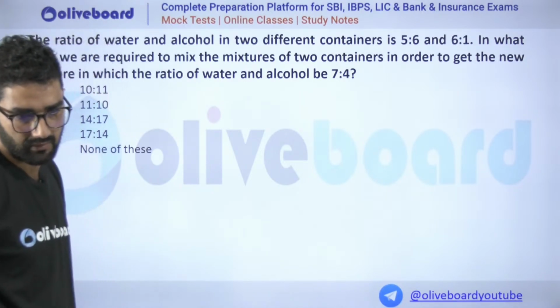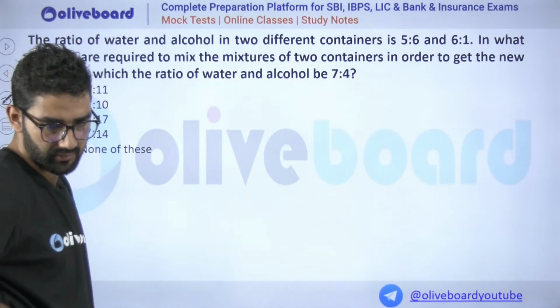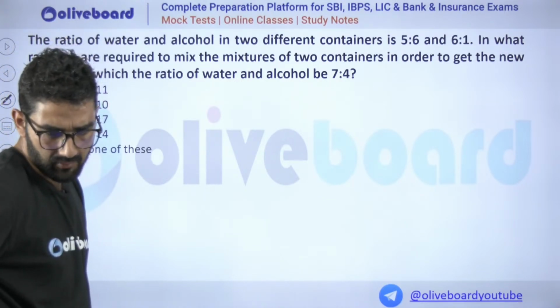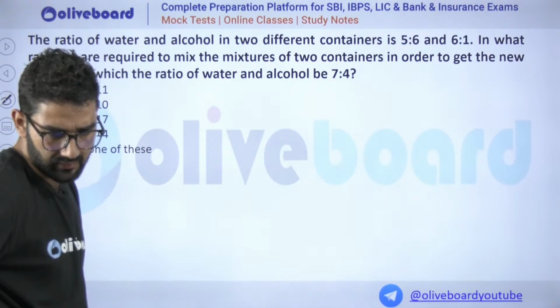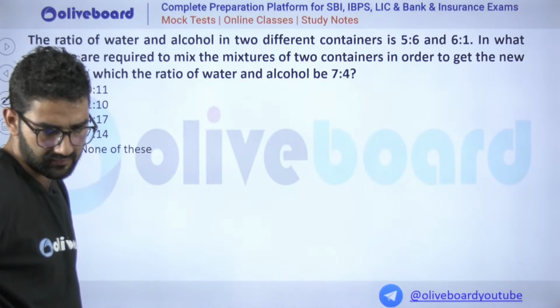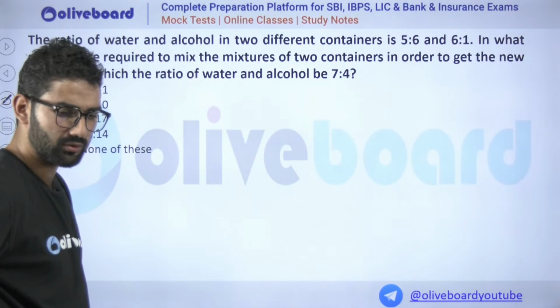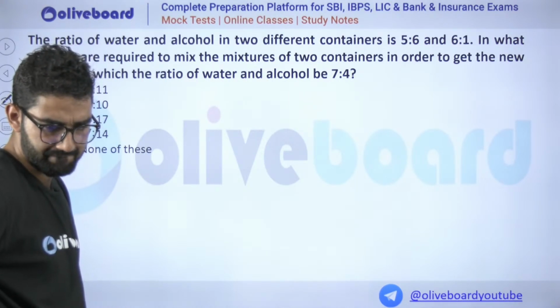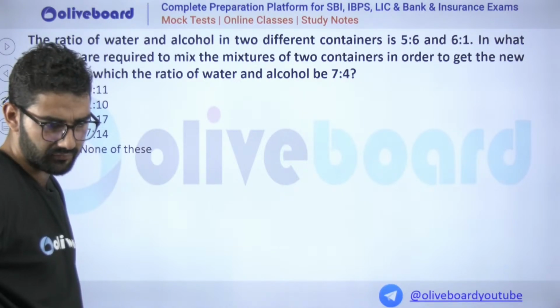Okay, 17 is to 14. Option D, 17, 14. Madhukar or Rahul says, sir, it is 5 is to 11, 6 is to 7. Okay, I will tell you both ways. Don't worry. Devakar says, sir, it is 14 is to 17.